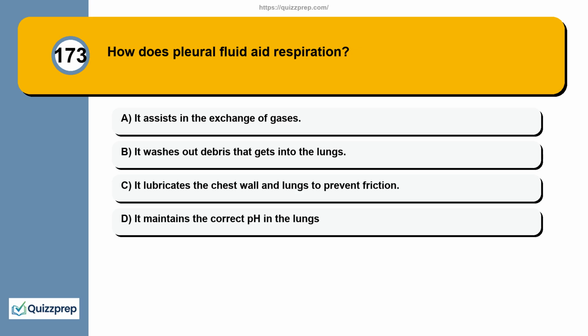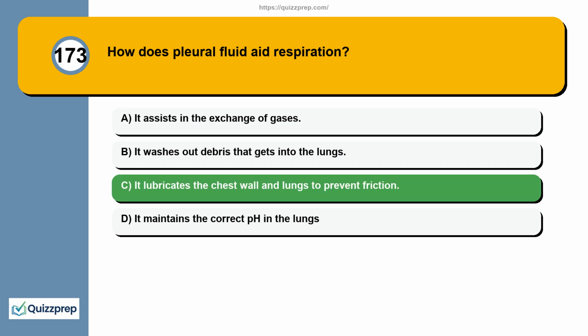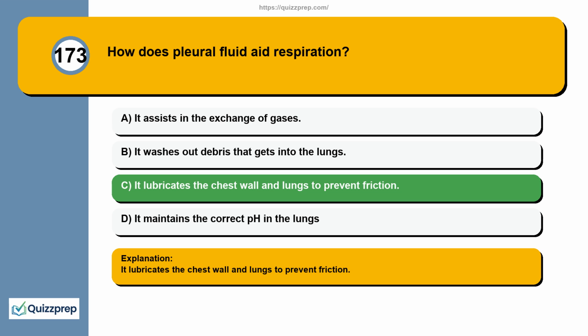Option A. It assists in the exchange of gases. Option B. It washes out debris that gets into the lungs. Option C. It lubricates the chest wall and lungs to prevent friction. Option D. It maintains the correct pH in the lungs. The correct answer is option C. It lubricates the chest wall and lungs to prevent friction.